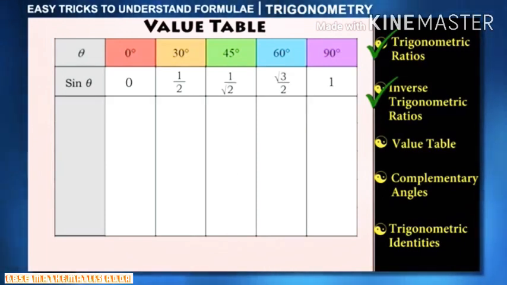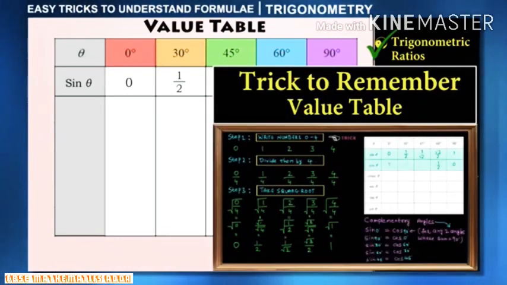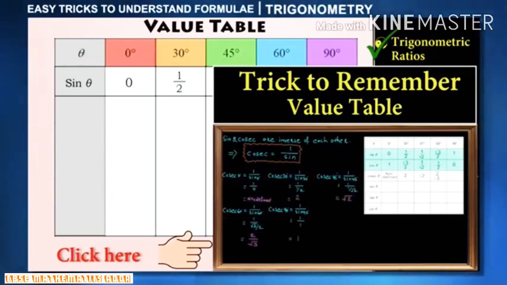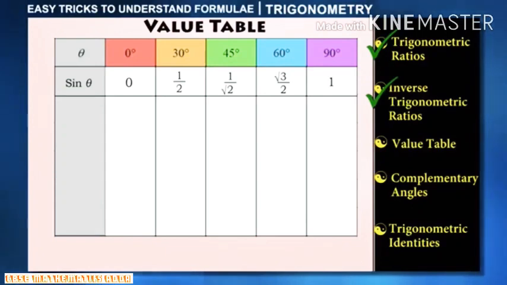Now recall, we have already learned this trick and its logical explanation too in one of our sessions. So if you wish to watch that particular session, you may click here. So after getting the values for sine, we get the values for cos by simply writing these values in reverse order.